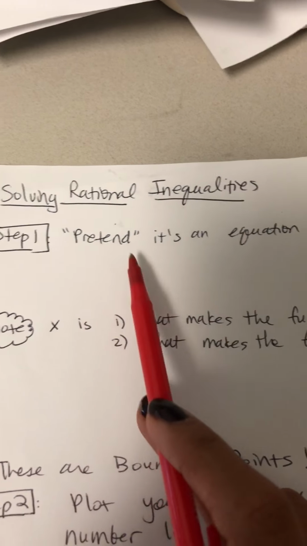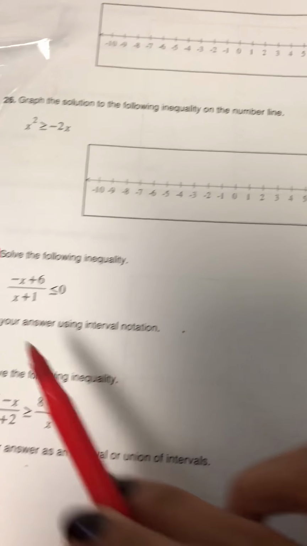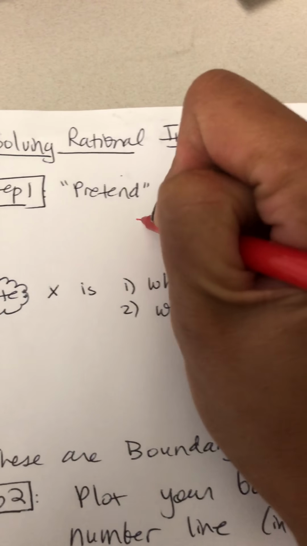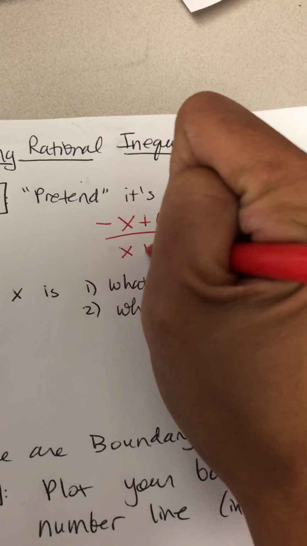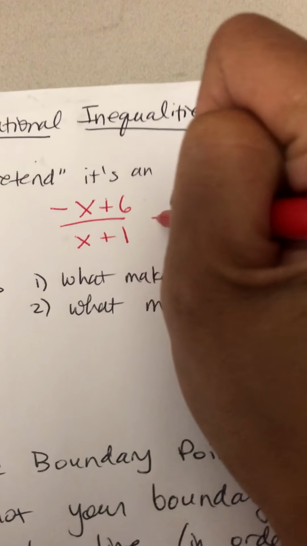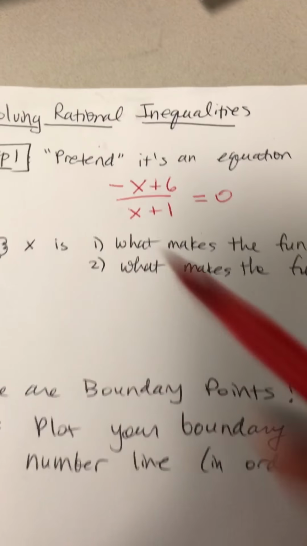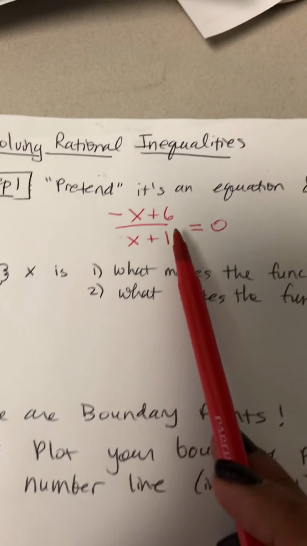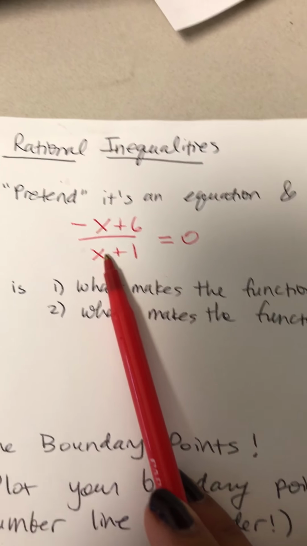The first step is, let's pretend it's an equation and solve for x. So pretending that this is an equation and solving for x, how do we do that? I'm going to rewrite this rational, and instead of saying less than or equal to 0, I'm going to say it's equal to 0, because I'm going to pretend it's an equation for now. This is just for step 1. Later on, we'll go back to it being less than or equal to. The reason why we set it equal to 0 is we want to solve for x right now.